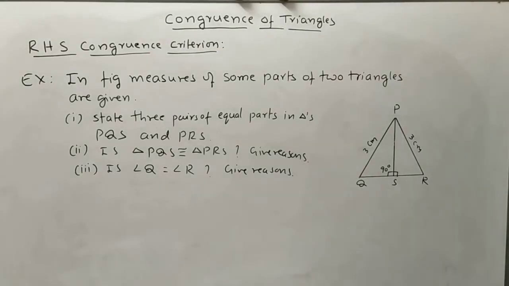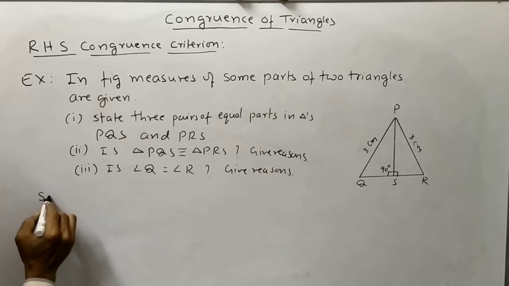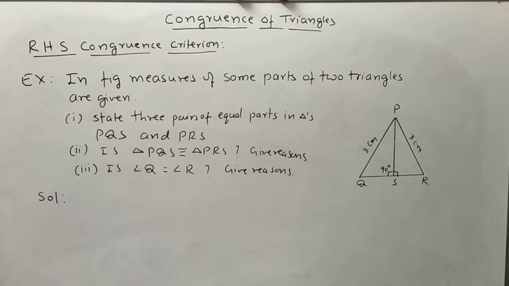Next example. In the figure, measures of some parts of two triangles are given. Number 1. State three pairs of equal parts in triangles PQS and PRS. Second one. Is triangle PQS congruent to triangle PRS? Give reasons. Third one. Is angle Q equal to angle R? Give reasons. Solution.